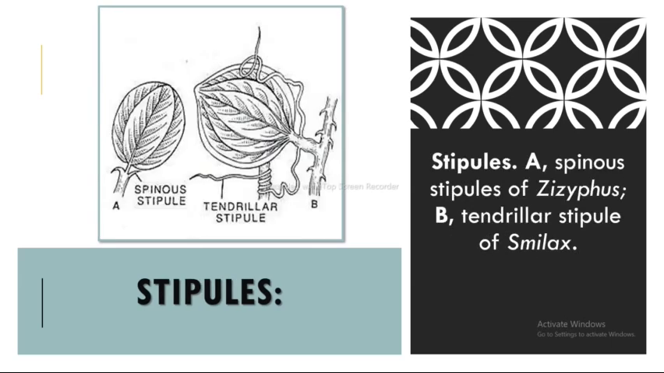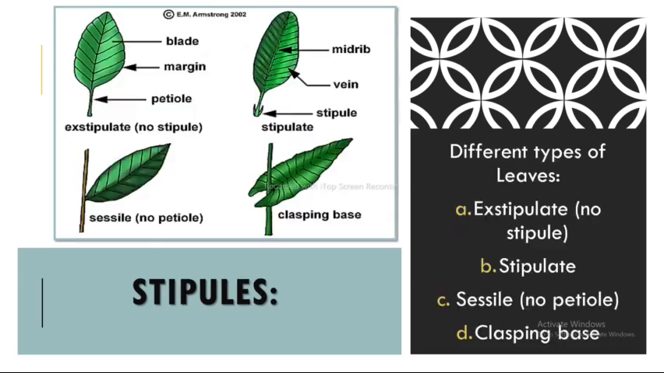In this figure you can see there are two different types of the stipules. In the figure A you can see that this is the spinous stipule of the Ziziphus, and in the second figure B you can see that this is a tendrillar stipule of the Smilax, as shown in the figure.